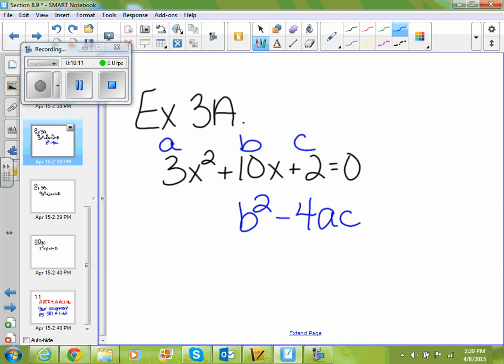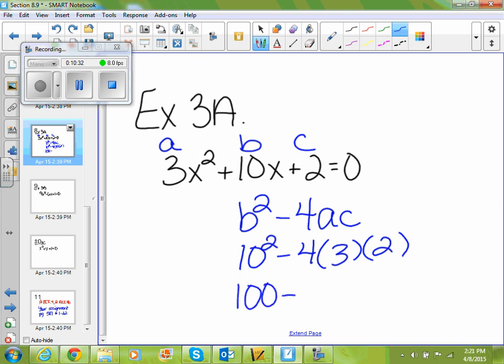Okay, and a, b, and c come from the same places. So what's my b value? 10. So 10 squared minus 4 times a, what's my a? And my c? Okay, what's 10 squared? 100. Okay, what's 4 times 3 times 2? 24. What's 100 minus 24? 76.